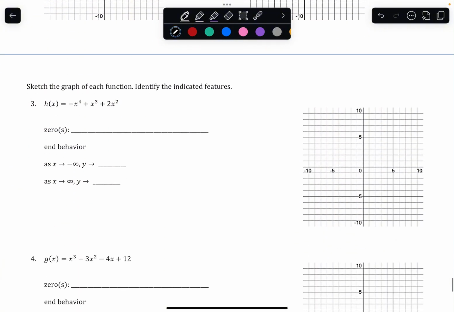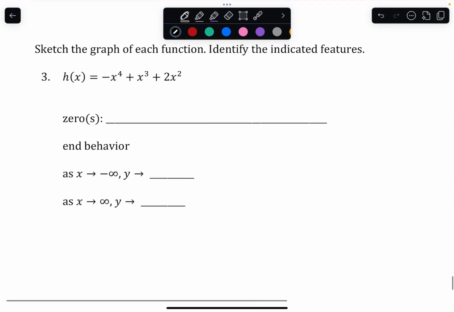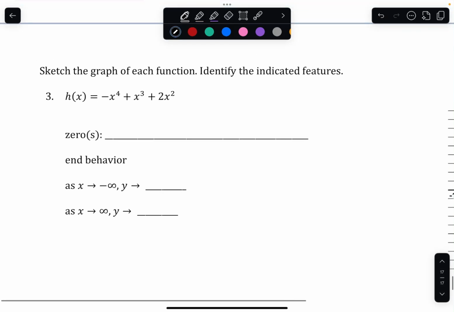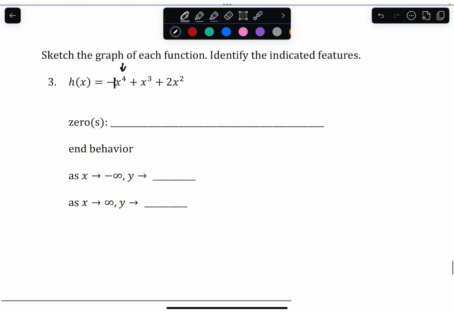Okay, and so for this next one, it's not factored for us, so that makes the end behavior easy, but we are going to have to factor it to find the 0. So let's start with the end behavior. Don't do anything because you have your first term here. And so the leading coefficient is -1.